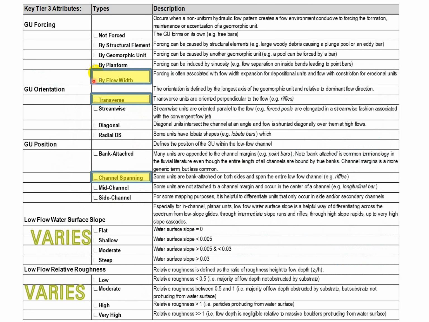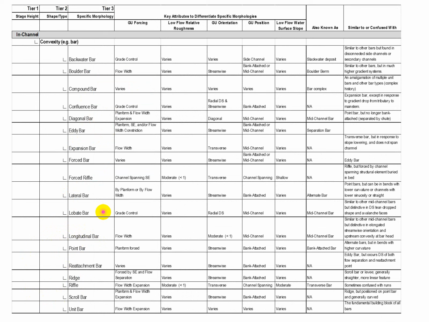the different attributes. Well, we could start with, there's geomorphic unit forcing, there's the orientation, position, low flow water surface slope, low flow relative roughness. Well, let's leave these ones alone for now, but let's just look at some of these, okay? So I'm going to start with orientation, just to get somewhere. So geomorphic unit orientation, and the orientation doesn't vary for these riffles, right?